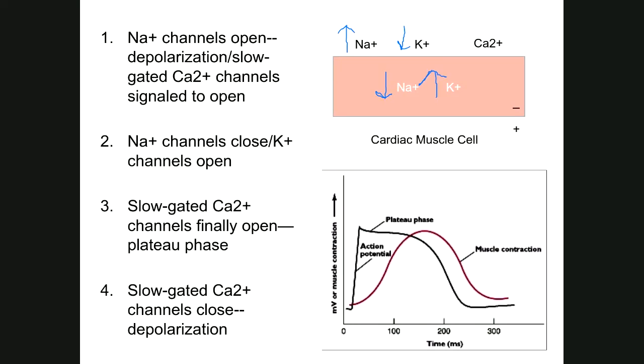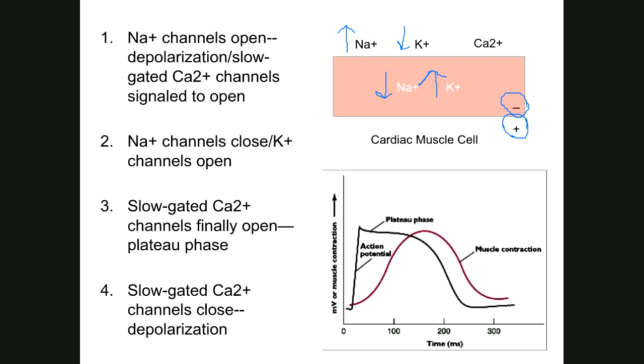And because those sodium-potassium pumps are working in an identical manner as they are in skeletal muscle, we've also got this resting membrane potential, or this difference in charge on the outside versus the inside of the membrane in a cardiac muscle cell, whereby the outside is positive and the inside is negative.